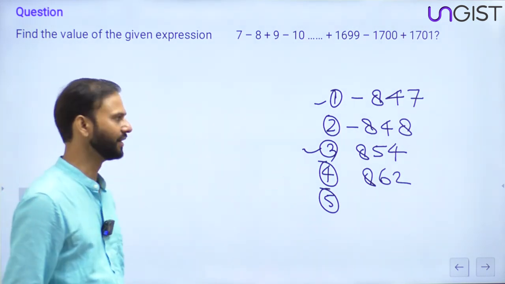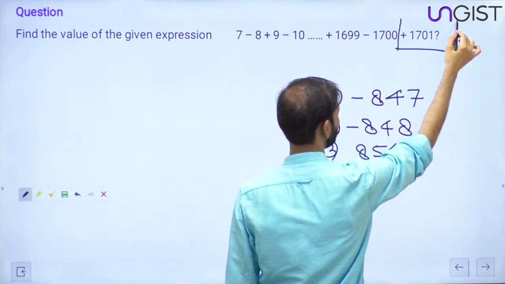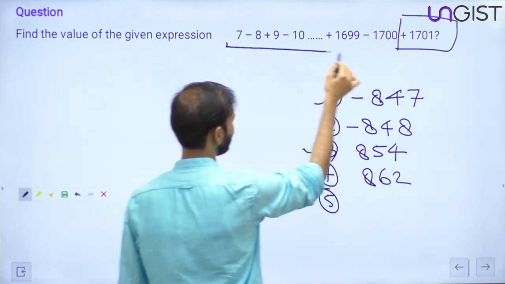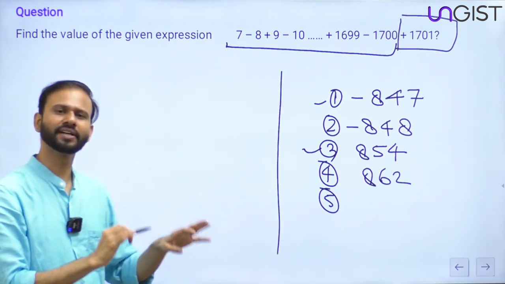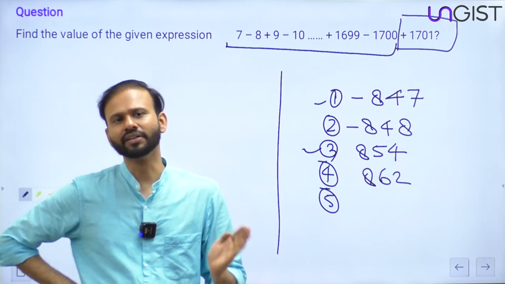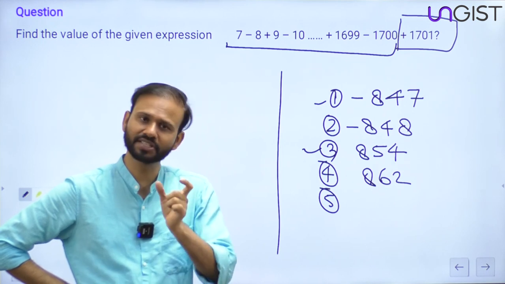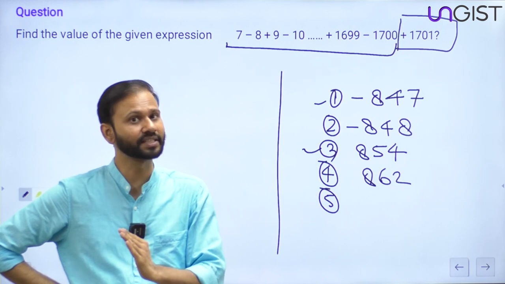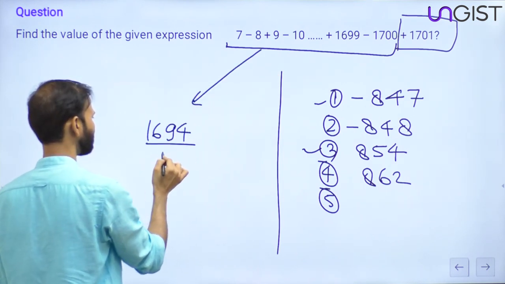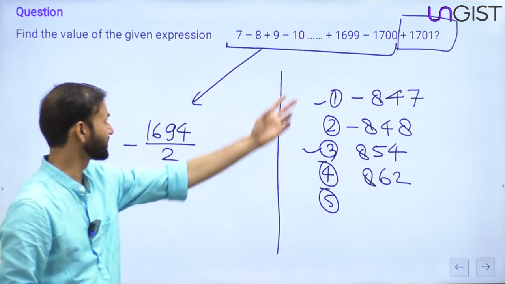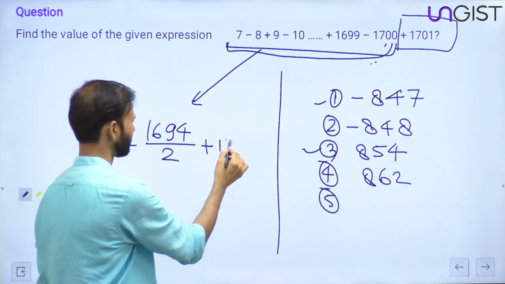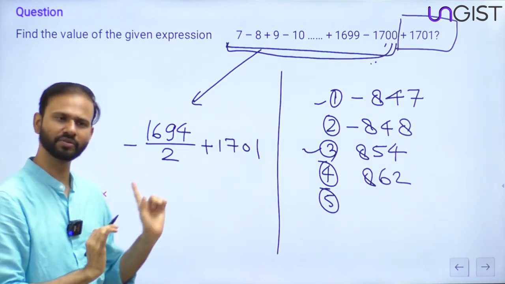Now let's discuss this question, right? Here, 1701 is the term which is disturbing your pattern, so just take it out and treat it separately. Now here, they are starting from 7 and going up to 1700. So from 7 to 1700, the first 6 terms are not there. If it started from 1 to 1700 it would be total 1700 terms, but the first 6 are missing. So actually there are 1700 minus 6, that is 1694 terms. So here, 1694 terms divided by 2 with a minus sign will be the answer for this expression. After that, plus 1701. So this is the final answer for the entire expression.